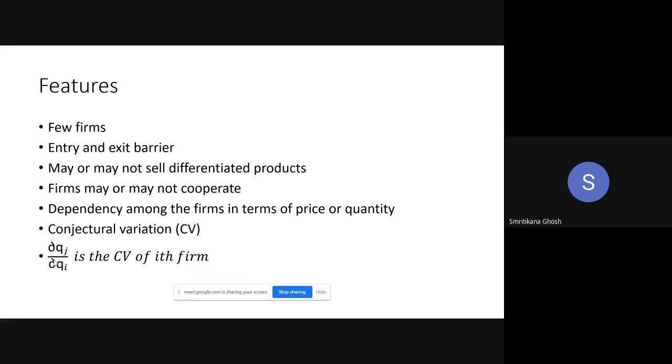Now is it clear? I'm very sorry, that is a mistake that created the confusion. But now I think it is okay. Del Qj by del Qi is the conjectural variation of the ith firm. Okay. Yes, ma'am. It's clear.